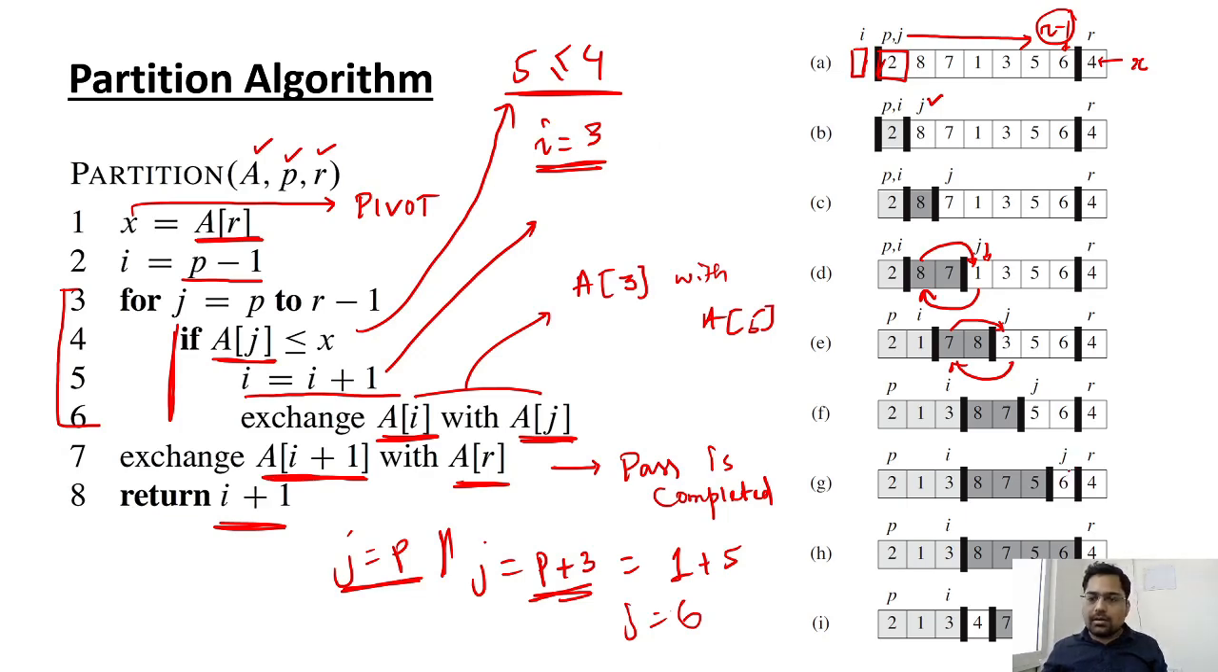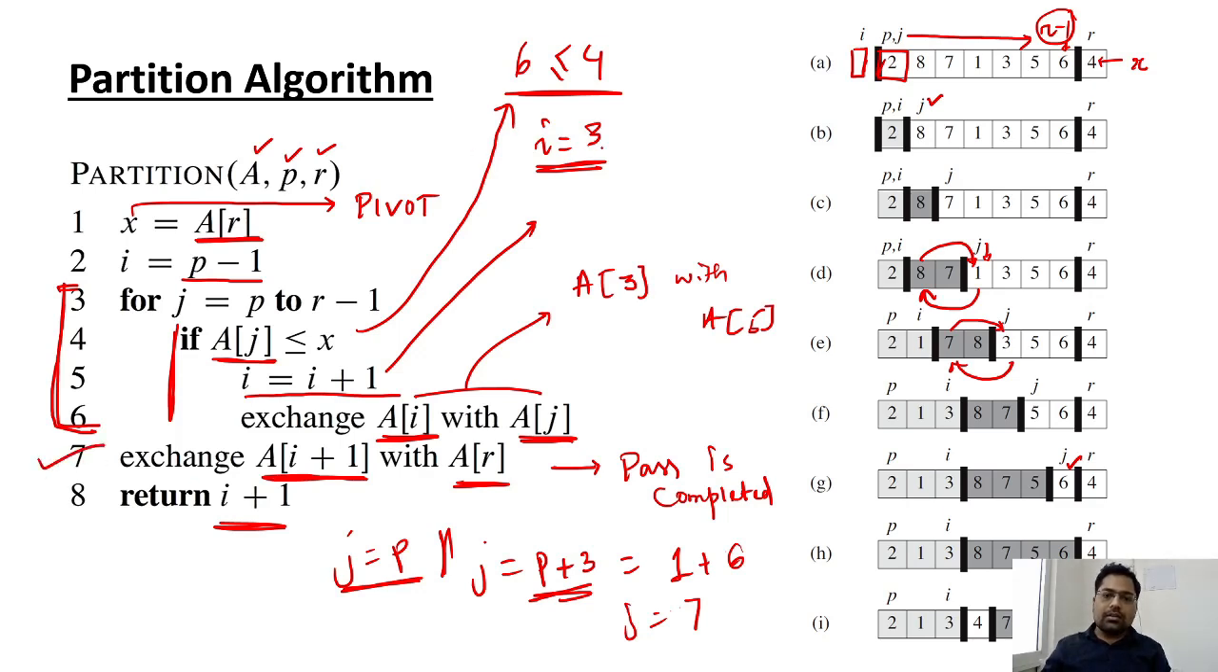Now we are at this 6, which means the 7th position. J is at the 7th position, and up to R minus 1 we have to run, up to this position, and we have to check whether 6 is less than 4 or not. Here we found no, it is not less than, which means the loop has completed its work. Now after completion of these steps, outside of the for loop we will exchange.